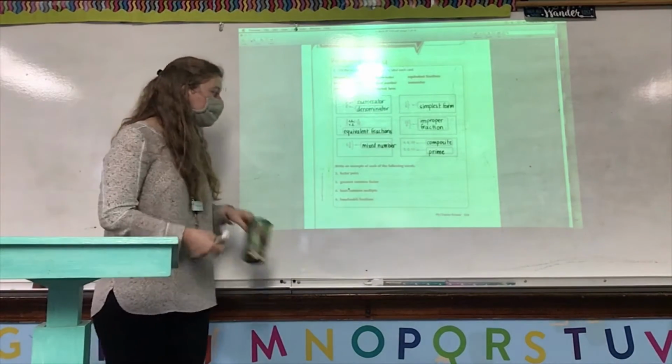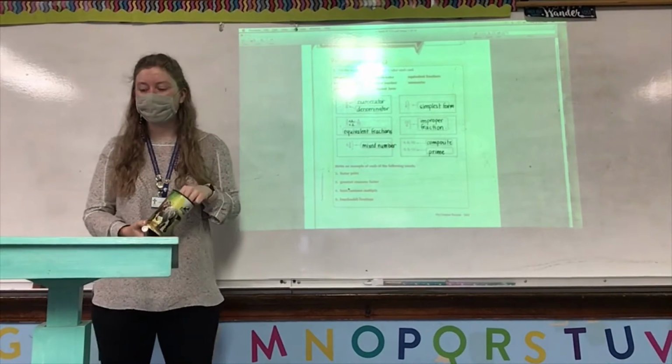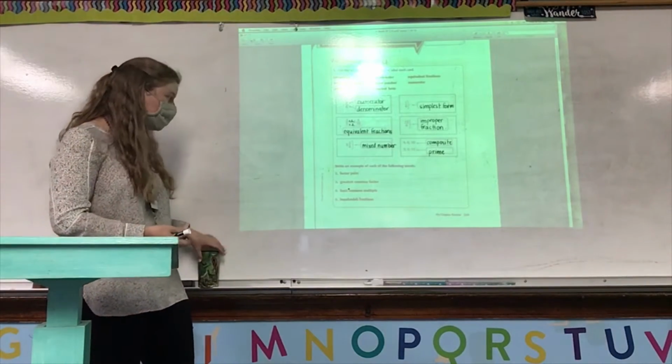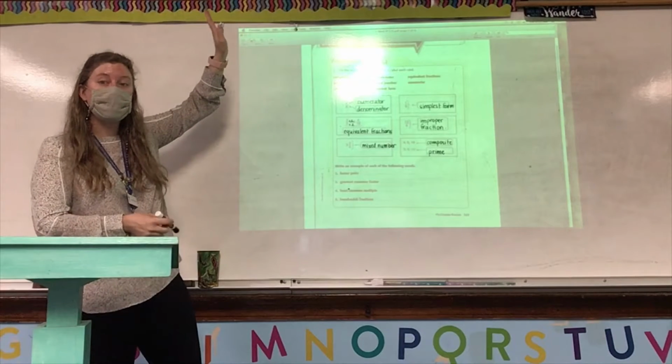Okay, so now for 2 through 5, you had to write an example of each of the words. Not a definition, an example. So number 2, factor pairs. Who has an example, not a definition?